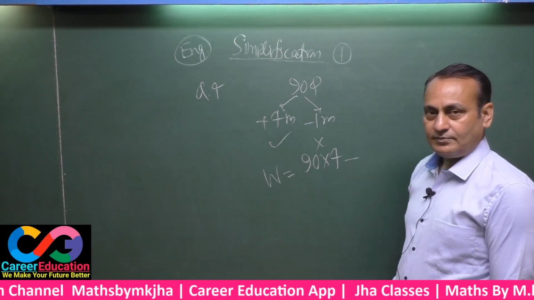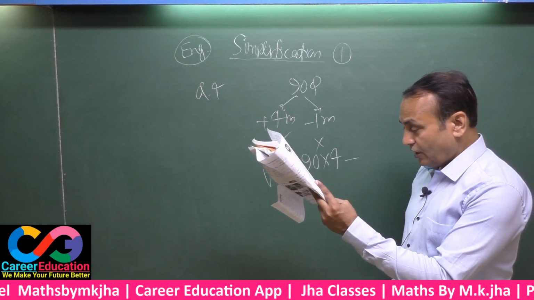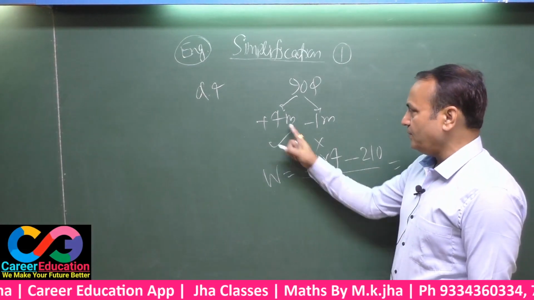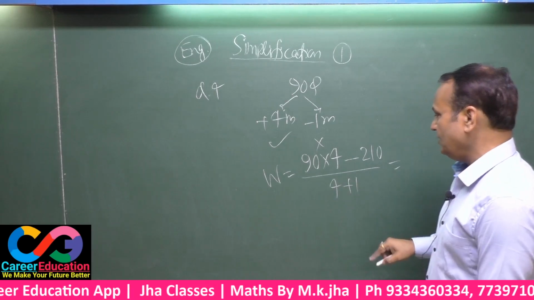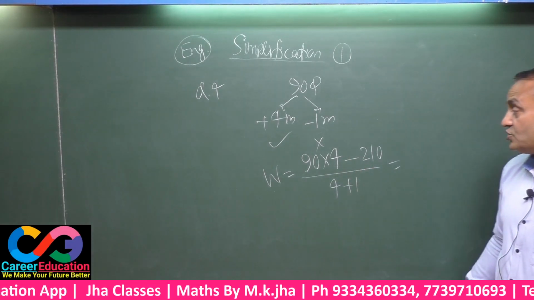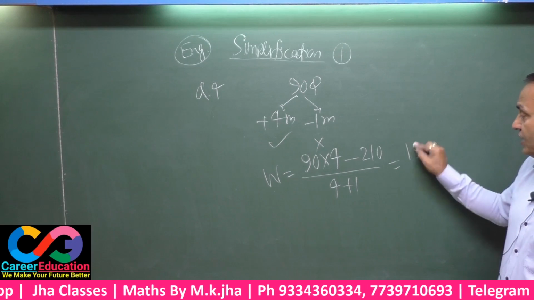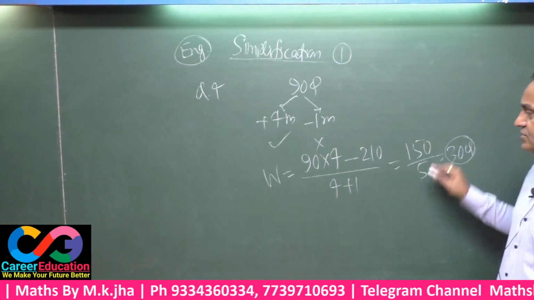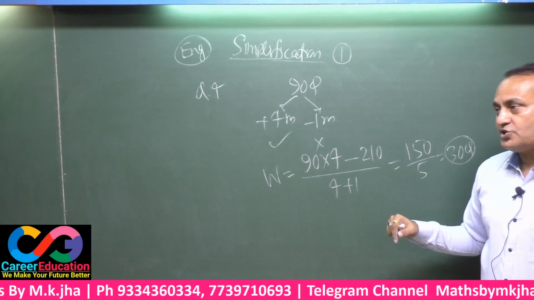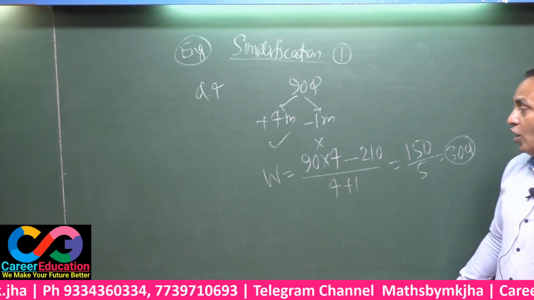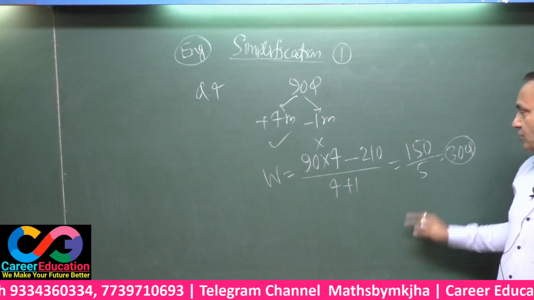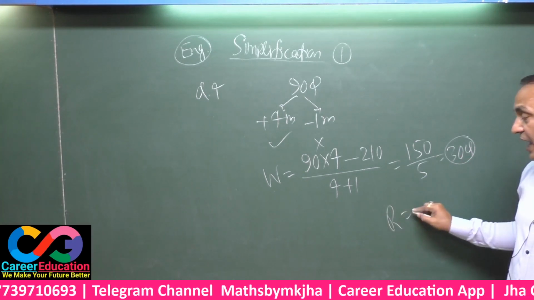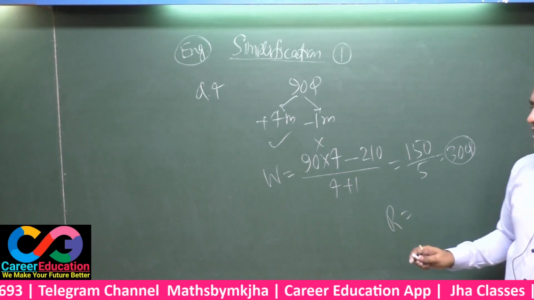Minus, he got exactly 210 marks. This must be divided by 4 plus 1. That means 360 minus 210, that is 150, divided by 5. This is 30 questions. That means this is not your answer. Had the question been asked how many questions were dealt wrongly, this would have been the answer. But the question has asked you how many right questions were dealt there by the candidate.